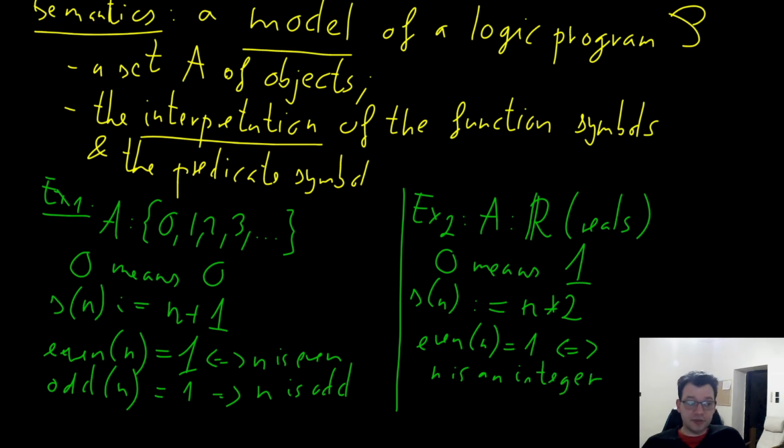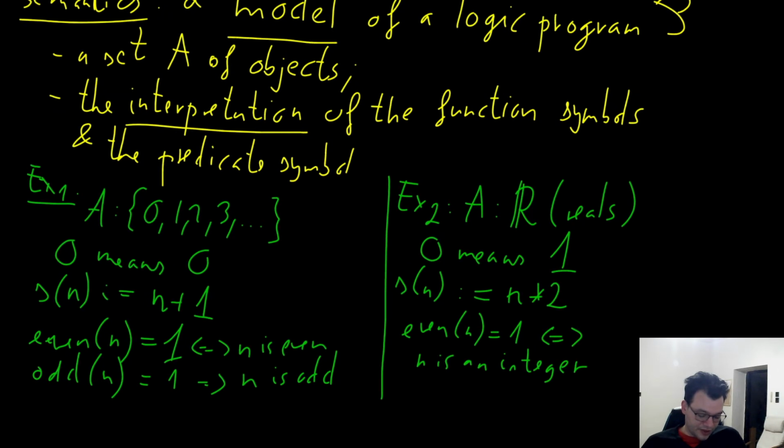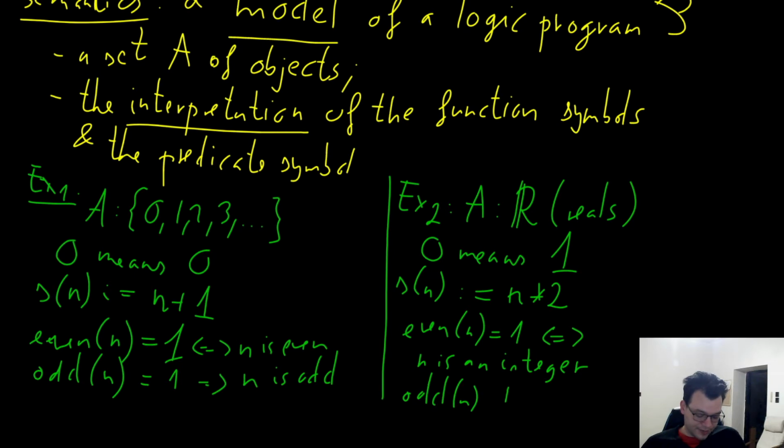That's also a possible semantics, right? So if there is absolutely no built-in predicate, then you are free to interpret this symbol as an integer. And you can also say that odd n should denote the same: odd n is 1 if and only if n is an integer. Why not?